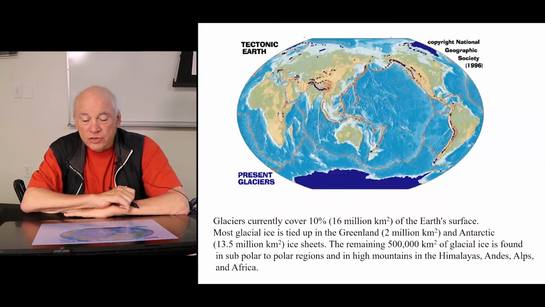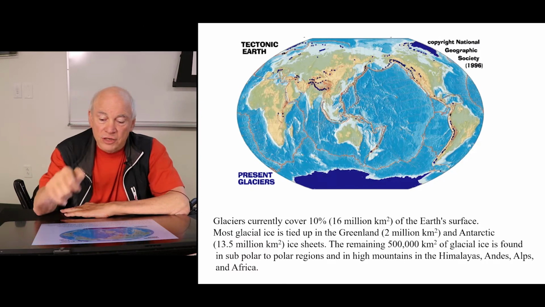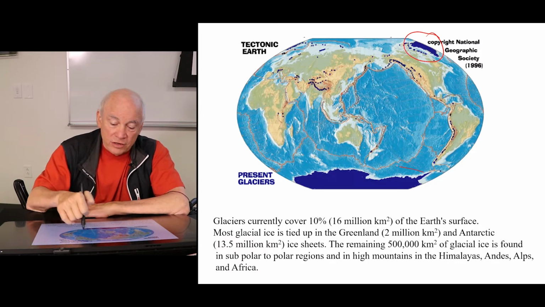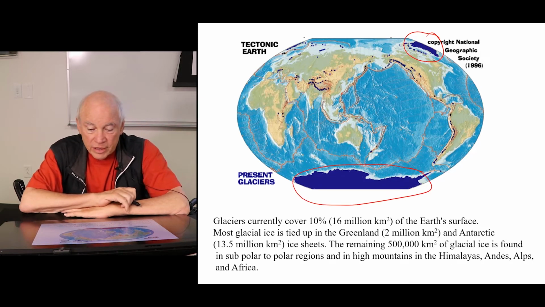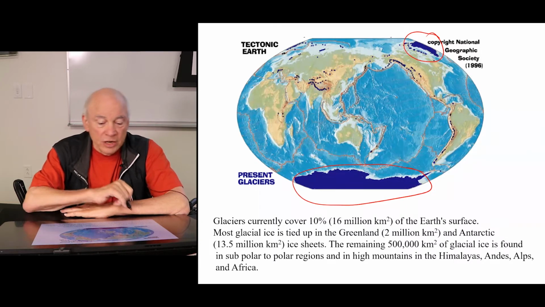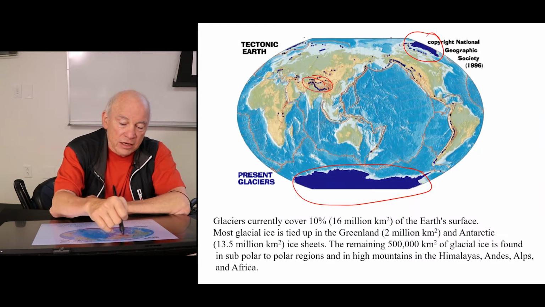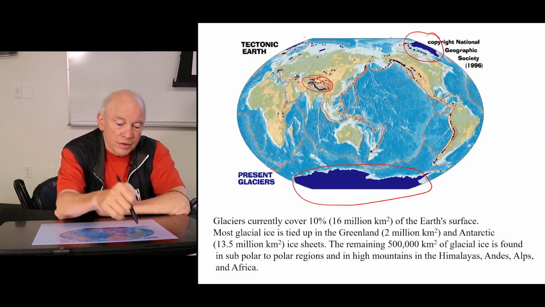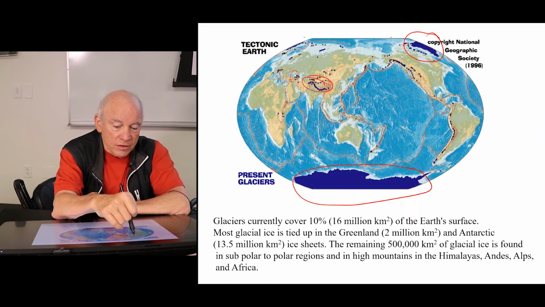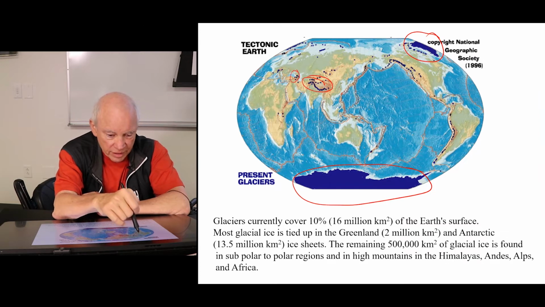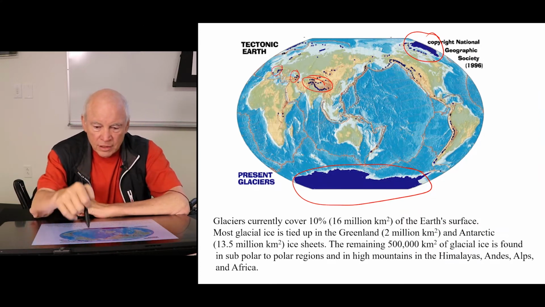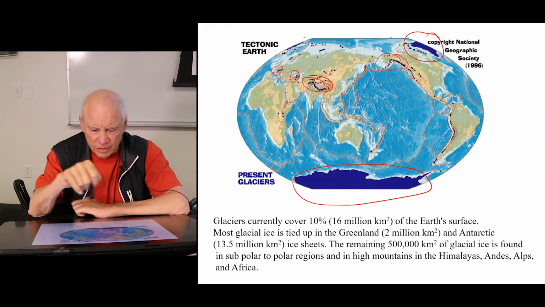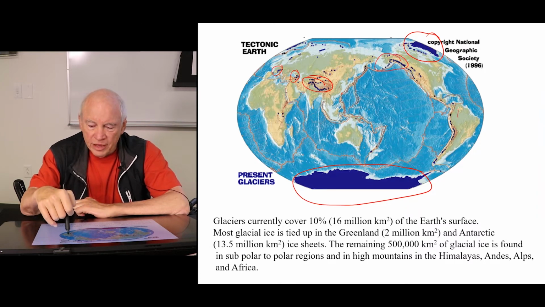All right, so glaciers currently cover about 10% of the Earth's surface. Most of it's tied up in Greenland up here, or in Antarctica down here. And then the rest of them are scattered through regions like the Himalayas and the high mountains of Central Asia, a few down here in that part of Asia, and over here in the Alps. Of course, up here by Alaska and British Columbia and Yukon. And then the places we're going to talk about here in Latin America.